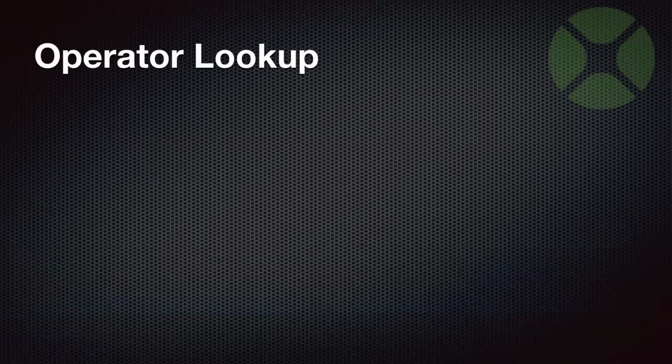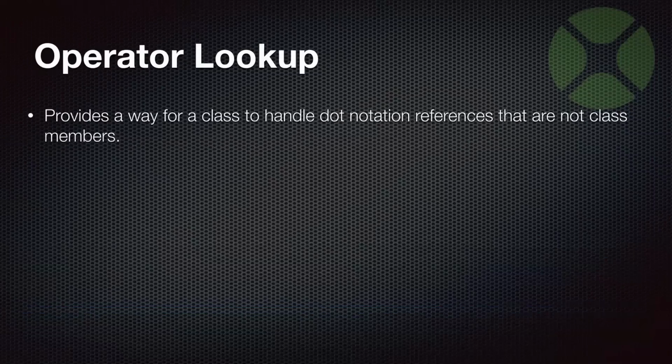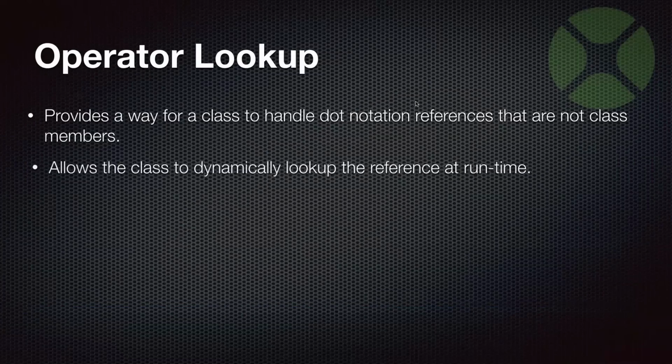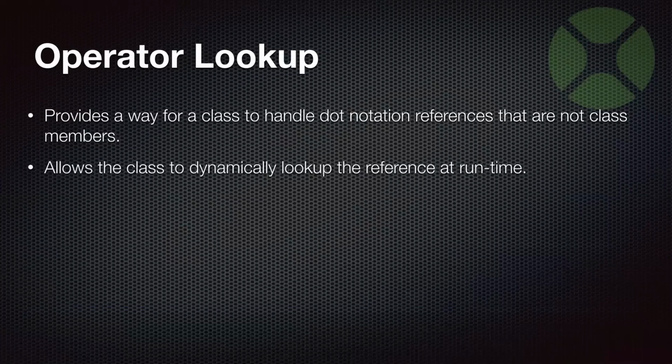Operator lookup. This is an interesting and unique feature of Xojo. It provides a way for a class to handle dot notation references that are not actually class members. And an example will show that more clearly in a moment, but it's good to get a little high-level overview of it. But it essentially allows the class to dynamically look up the reference at runtime.